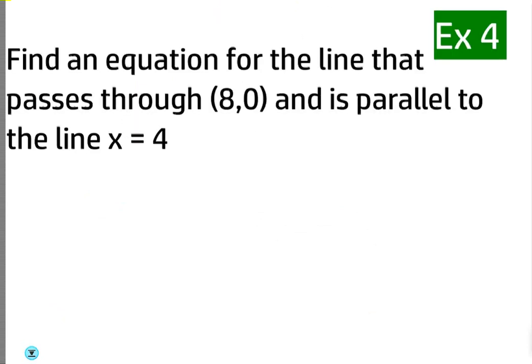So he asked, leading to example 4, is it going to be the same for x? Well, let's read this question. Find the equation for the line that passes through 8, 0 and is parallel to the line x equals 4. What is the slope of an x equals equation? Infinity, or undefined, and a word that starts with the letter V: vertical. So we know that the slope of our line, since the original line is x equals 4, is also going to be vertical.